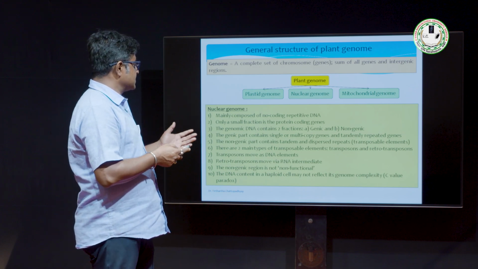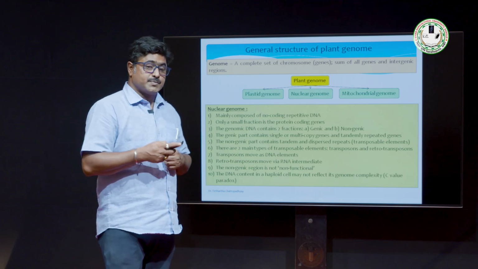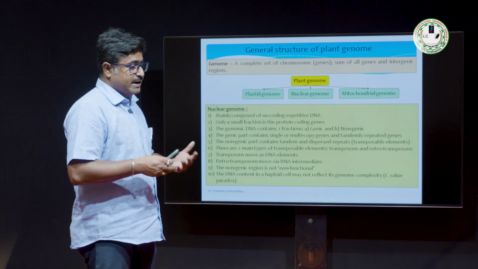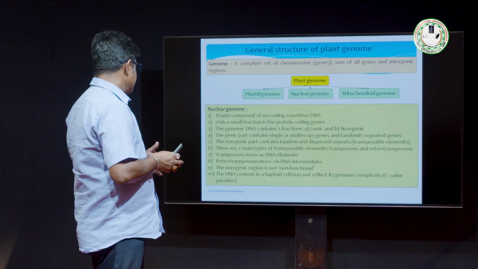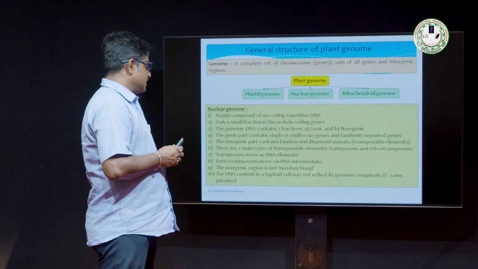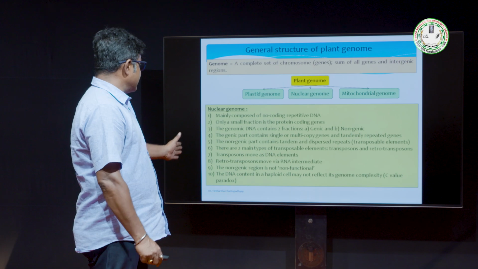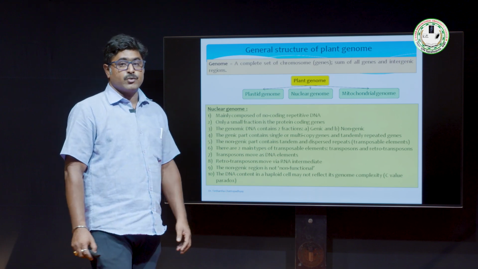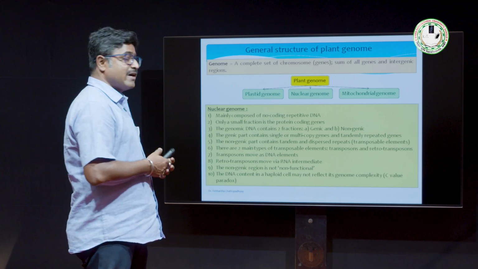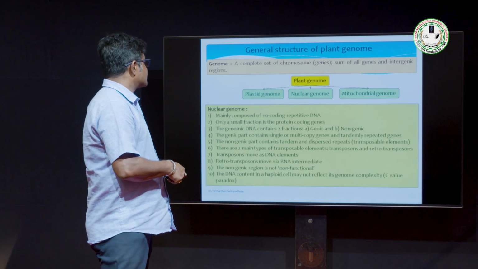In another lecture I will be discussing these transposable elements. There are 2 main types of transposable elements. One is the transposon and the second one is the retrotransposon, and retrotransposons replicate within the genome via an RNA intermediate. So the non-genic region is actually not non-functional, as I was highlighting. There are several regulatory elements present in this non-genic region, and the DNA content in a haploid cell may not reflect its genome complexity. This is another topic that needs a separate lecture on the C-value paradox, but for today's understanding it is not very important to understand the C-value paradox.